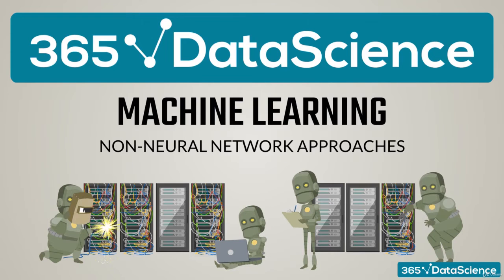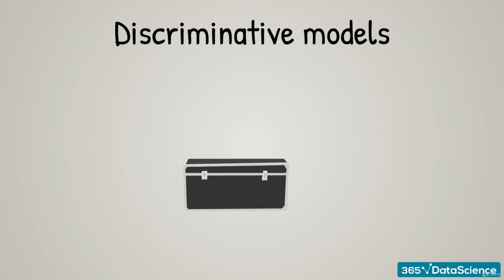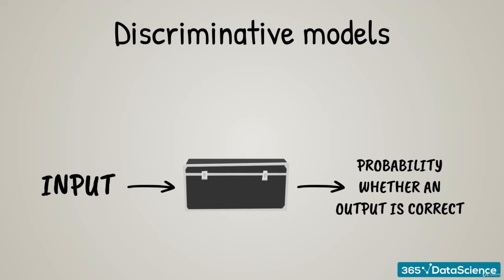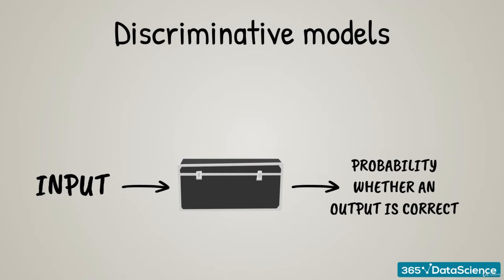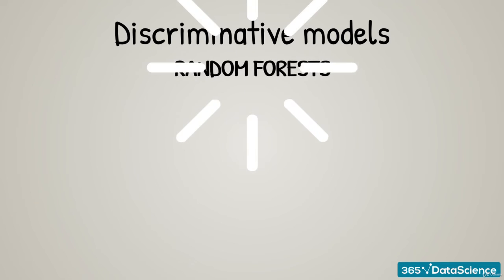In order to keep our word, we must give a quick overview of non-neural networks machine learning algorithms, just so you have an idea of their existence. Throughout the whole course, we considered discriminative models. A discriminative model is one that uses an input and then provides a probability of whether an output is correct. Another instance of discriminative models are random forests.